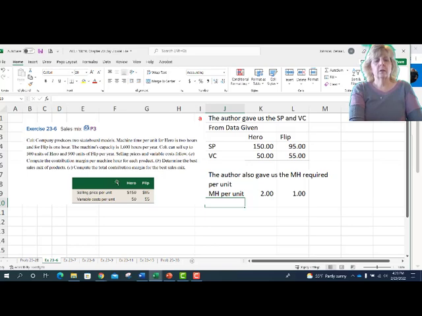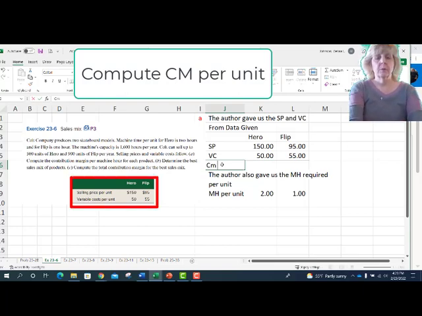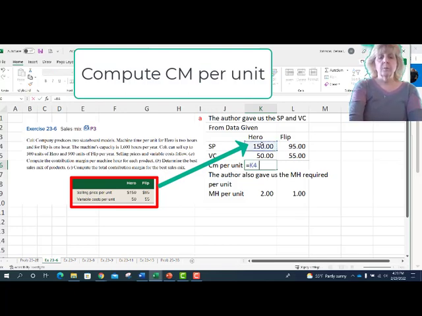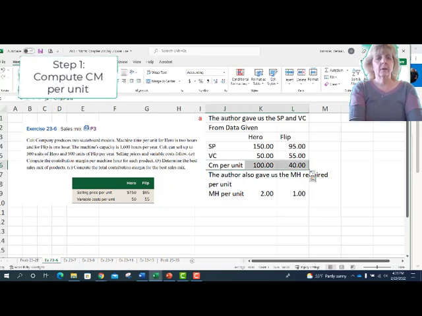And finally, they wanted us to compute the total contribution margin. If you go look at the steps and how to complete a sales mix problem, the first step was to compute the contribution margin per unit. That's not new. That's something that we've done in a previous chapter. So the contribution margin per unit is the difference between the selling price and the variable costs. So I'll highlight that so you can see it. So that's step 1. The information up top here was given to us in this chart.